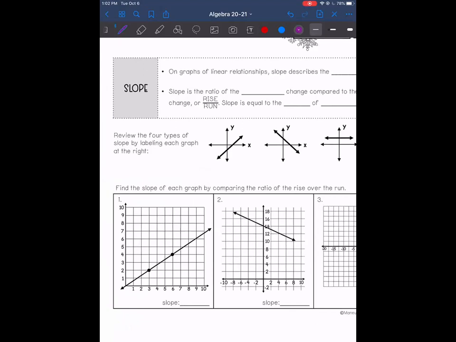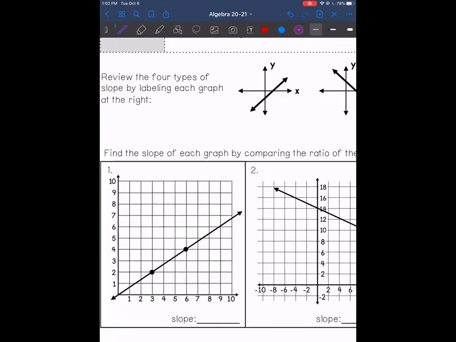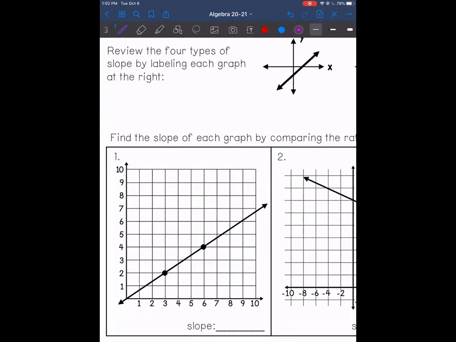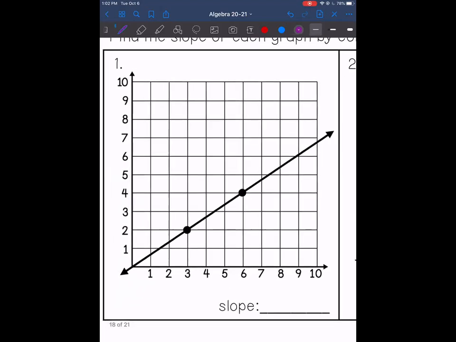So looking at a graph, I want to make sure we all remember how to write an ordered pair from a graph. We're going to look at this first point. To write an ordered pair, we write the x value first and then the y value. Remember that this is your x and this is your y. X goes left to right, y goes up and down. So our x value is 3 and our y value is 2.